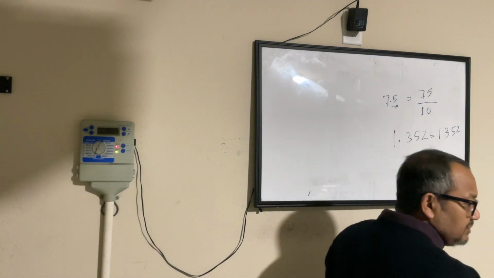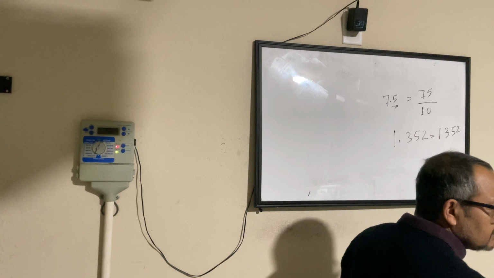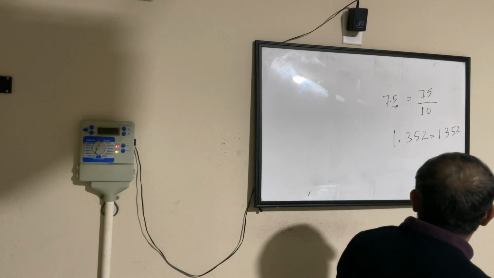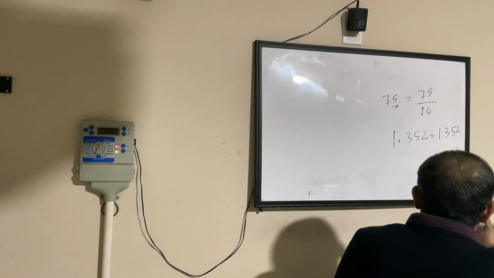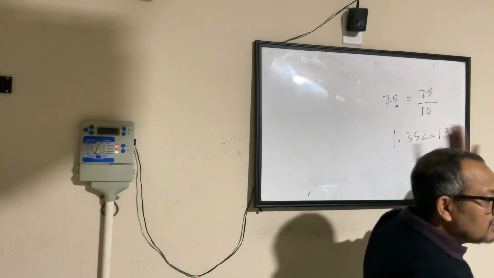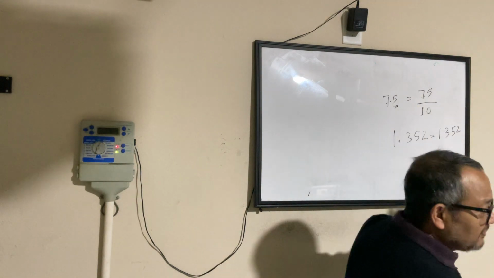Couldn't you also, since it's 7 and 5/10, take 10 as the denominator, right? Yeah, you can do that. After that you can break it. I mean, I'm just saying how to convert to a fraction. After that you can simplify the way you want.